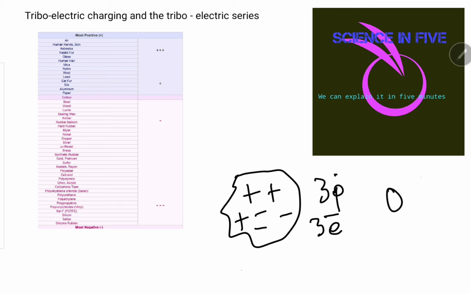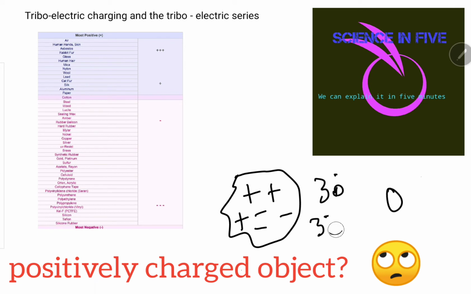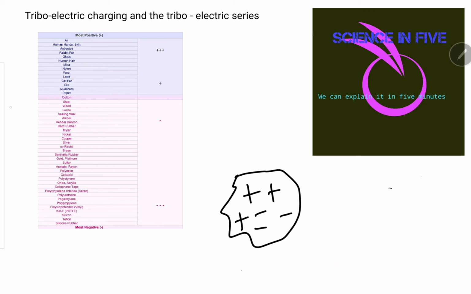What about a positively charged object? Well, in this case, there is an imbalance. There are now more protons than electrons. So you can see now there are 1, 2, 3, 4, 5 protons there, and there's 3 electrons, which means there's an extra 2. So the charge on this object is +2, positively charged.